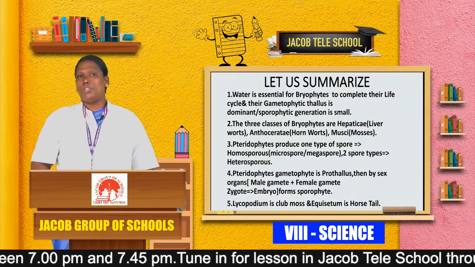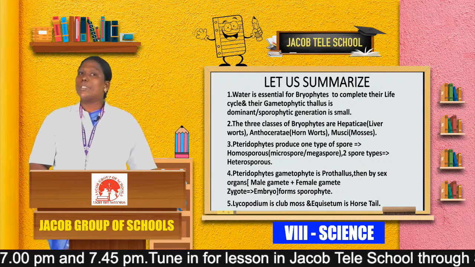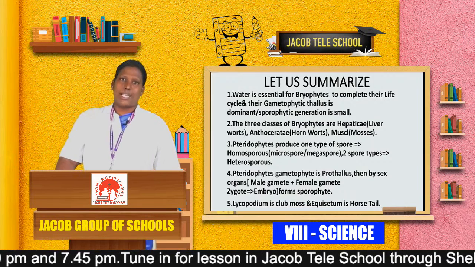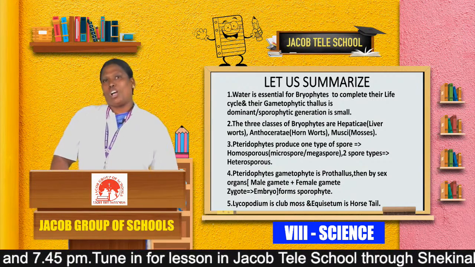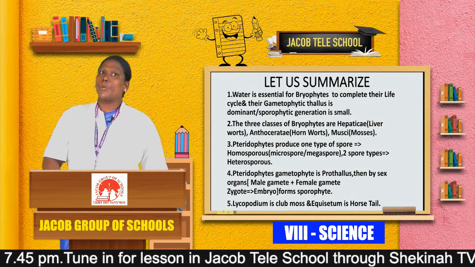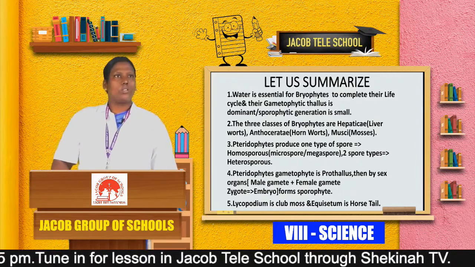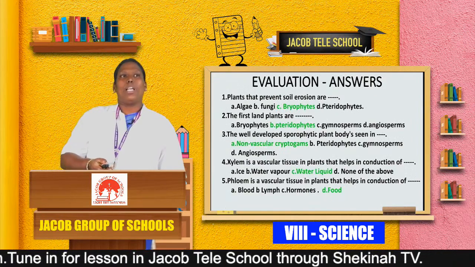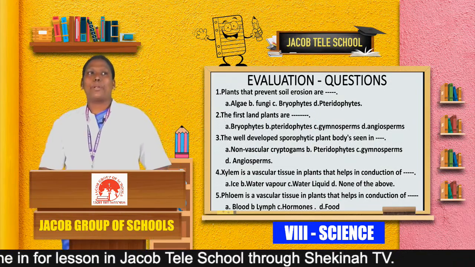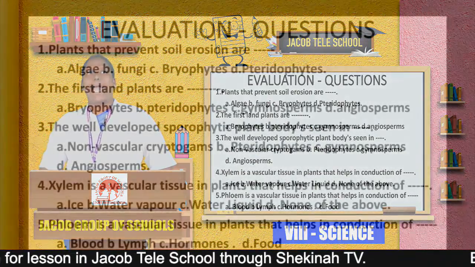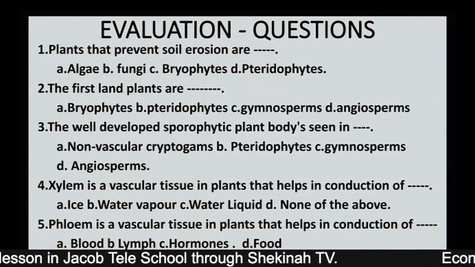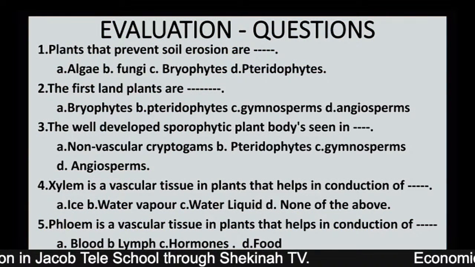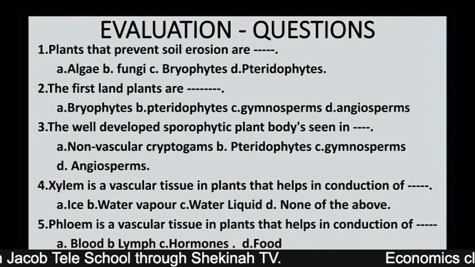Lycopodium, already I told you, is called club moss, and Equisetum is called horsetail. So everywhere in the geological time scale, these plants were there from the olden days and now also they are there. Now here we go for the evaluation. Plants that prevent soil erosion are called algae, fungi, bryophyte, pteridophyte. The first land plants are bryophytes, pteridophyte, gymnosperm and angiosperms.